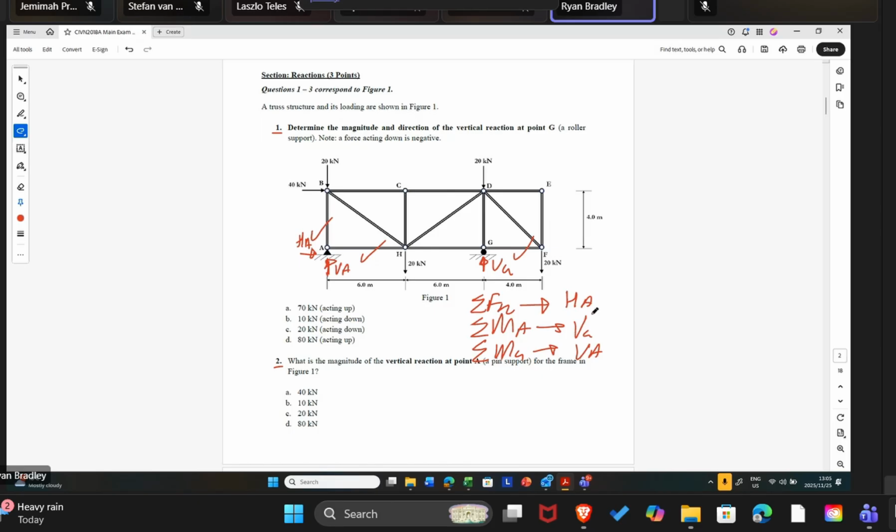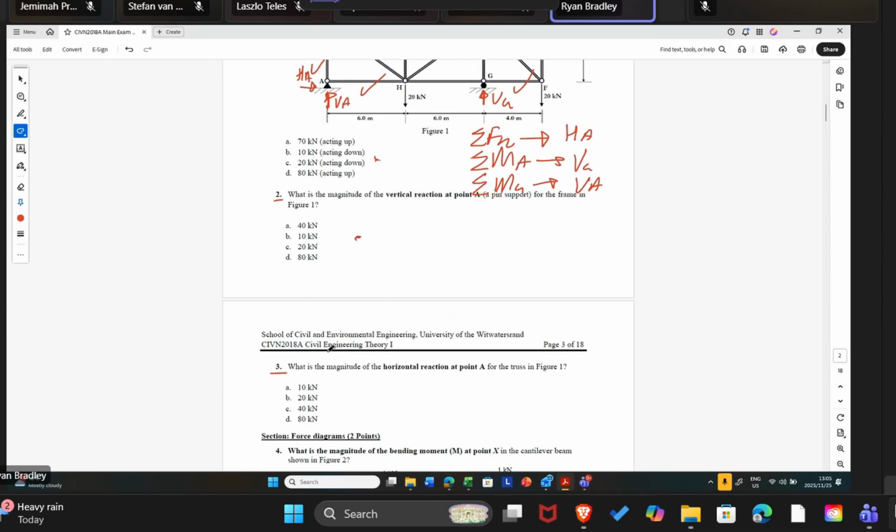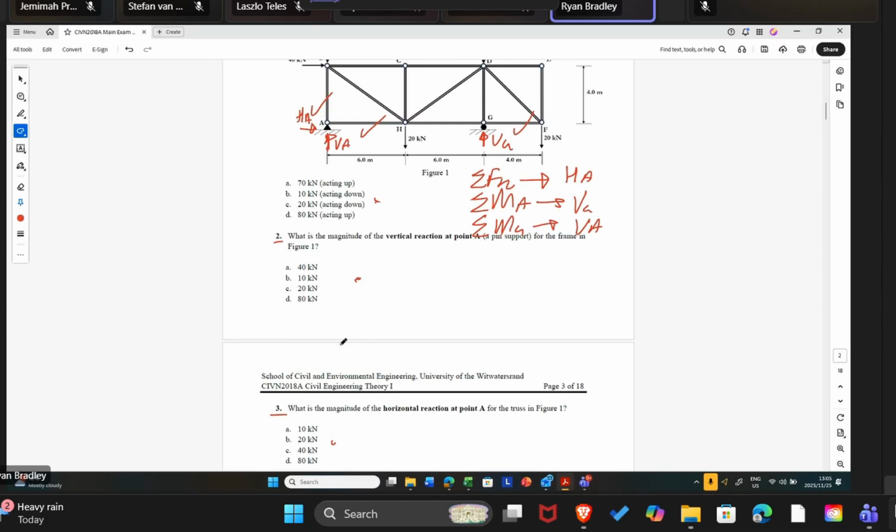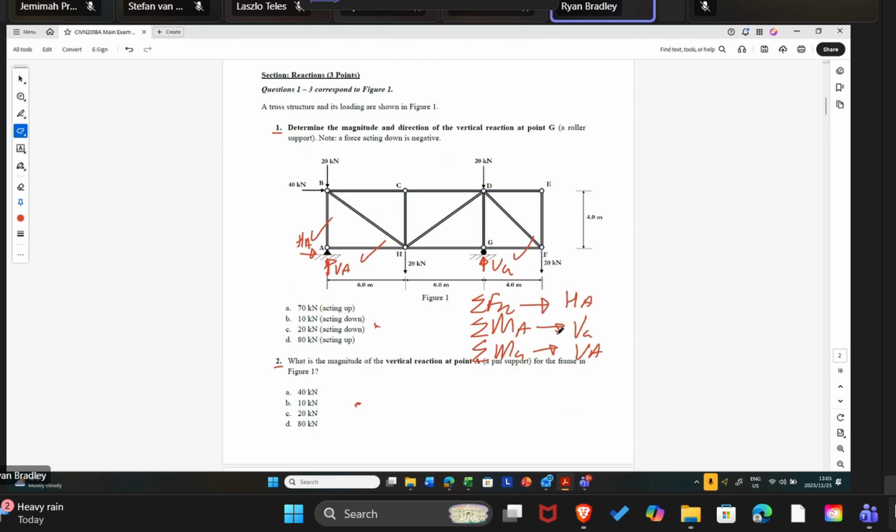You would expect something like this in your exam, so you're going to have to be able to apply the equations. Okay, so in this problem, the three equations are going to give us a reaction force here, a reaction force here, and then a reaction force over here. Okay, I'll post this paper for you. You guys can go and do it. But that is how you would go about solving this problem.